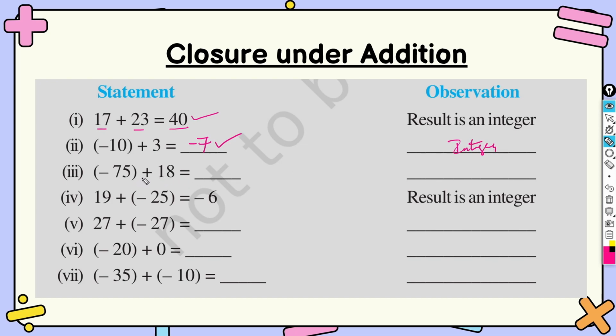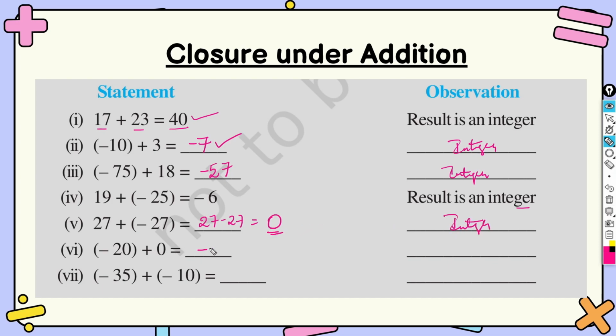Similarly, minus 75 plus 18 is equal to minus 57. So 75 is having a minus sign, so the result will have a minus sign. So this is also an integer. 19 plus minus 25 is equal to minus 6. Result is an integer. 27 plus minus 27 is equal to 27 minus 27, which is equal to 0. 0 is also an integer.